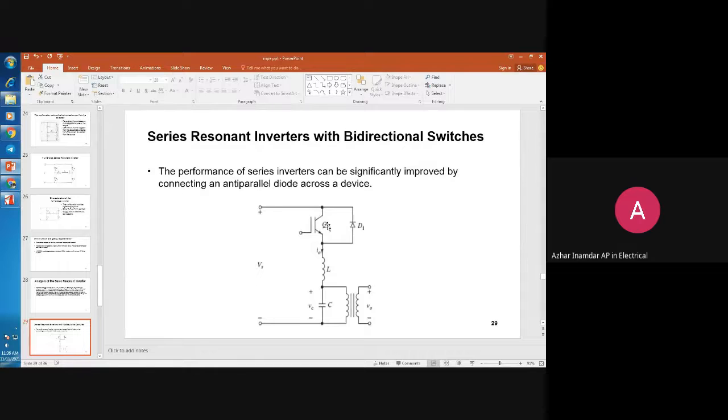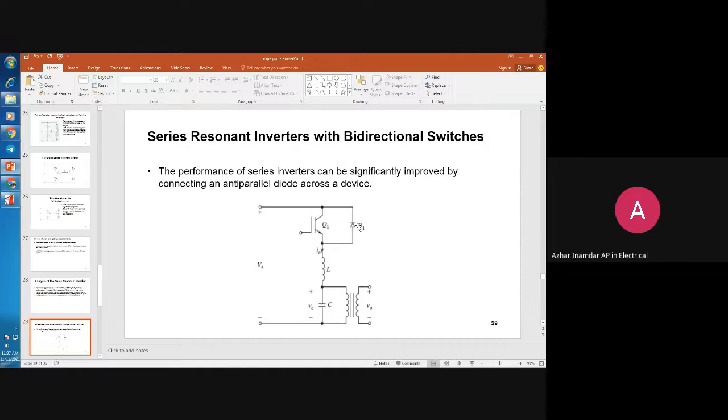Okay, so when device Q1 is turned on, a resonant pulse of current flows, and this device Q2 is self-commutated at time T1. The resonant oscillation continues through the diode D1 until the current falls again to zero at the end of the half cycle.